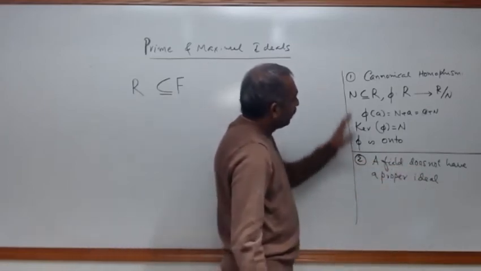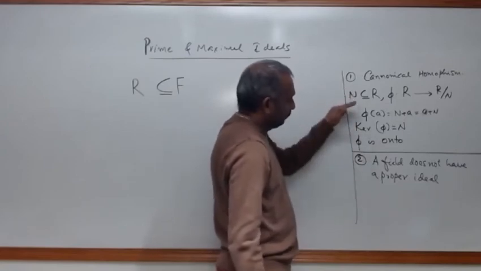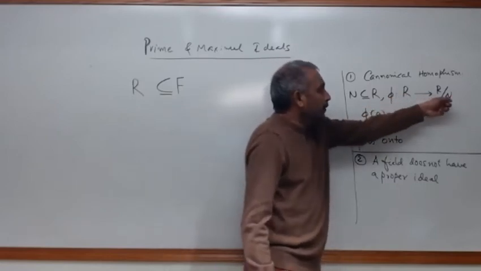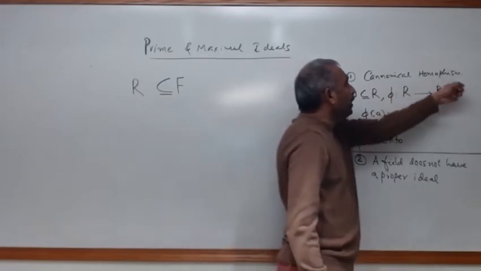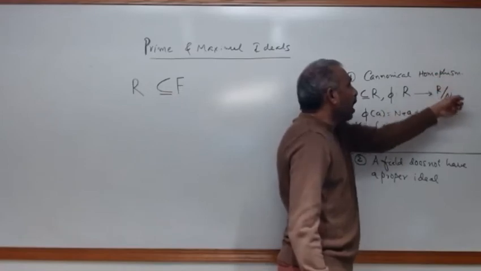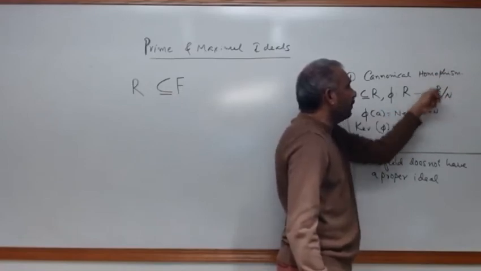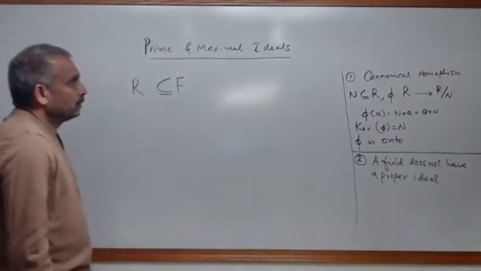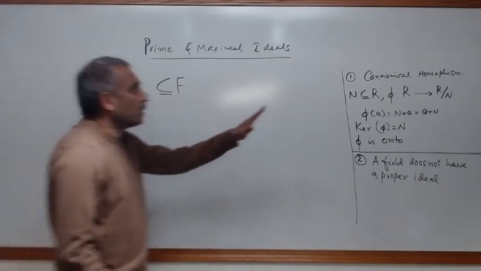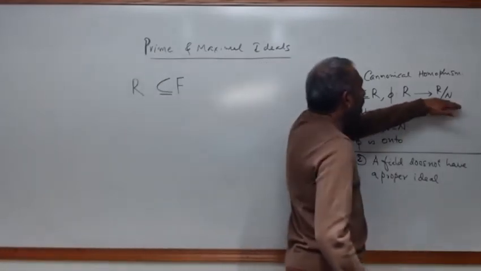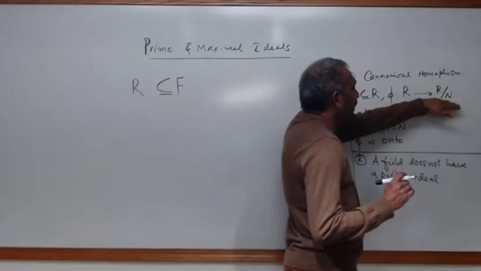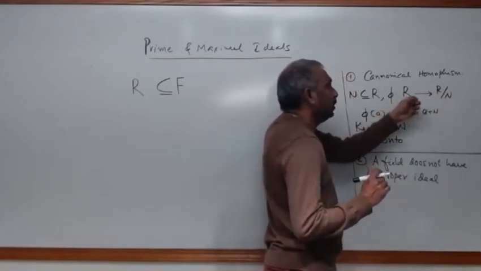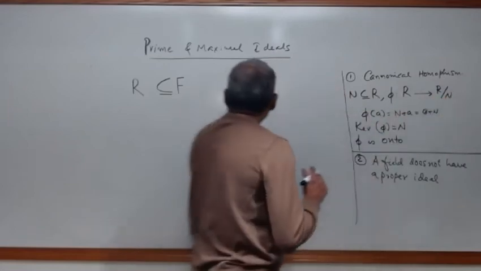So if you combine these two ideas, we want to embed R into a field. So how can you make a field? We want to make R over this factor ring a field. That is our objective. If you can make R over N a field, then we can easily embed any commutative ring with unity into a field.